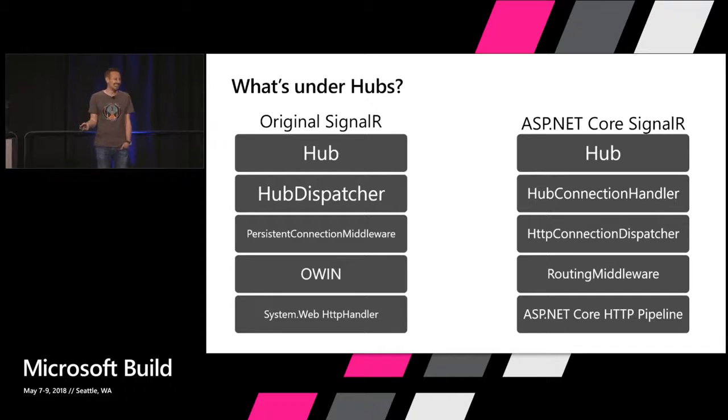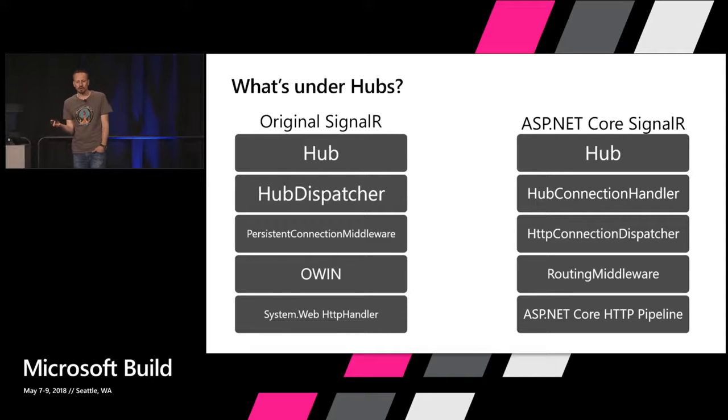That was part of the Katana stack. Everyone remember Katana, right? That was this thing that we did on top of OWIN. So OWIN was how you plugged in this whole thing on top of some type of server. And then if you're running on System.Web, we had an HTTP handler that plugged into OWIN, right? So that was your full stack that got SignalR running on top of ASP.NET in the existing world.